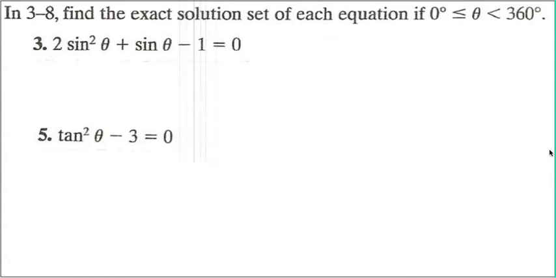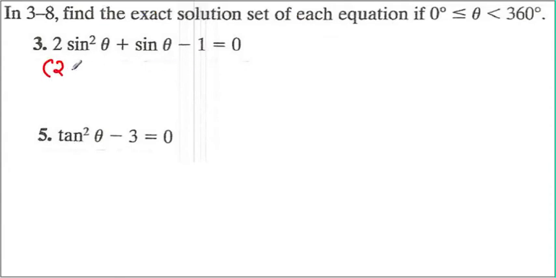Hello, so we'd like to look at a few questions from the Algebra 2 and trig review. Alright, so let's look at the first question first. Here it goes: 2 sine squared theta plus sine theta minus 1 equals 0. Now, in fact, when you look into this one, you will realize that this can be factorable.